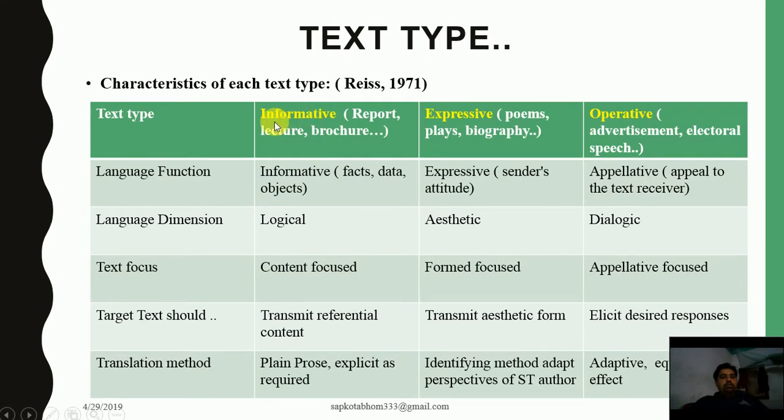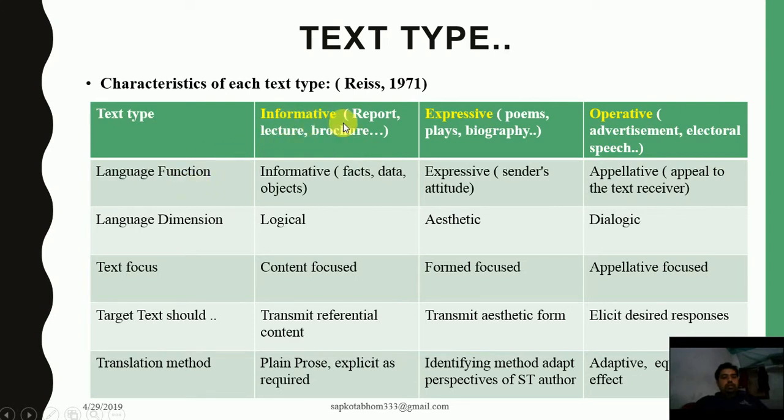First, the informative type of text. One type of text is informative. Examples might be reports, lectures, brochures, etc., which give information. The second type of text is expressive text, for example poems, plays, biography, etc. And operative text. This type of text mostly includes advertisements, electoral speeches, etc. So, on the basis of the function of such types of text, the translator should translate the source text into the target text.